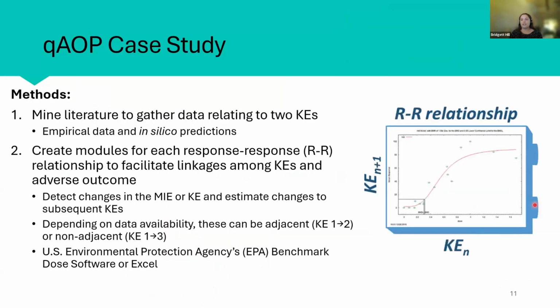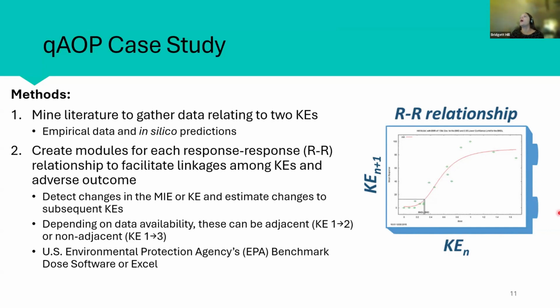There were two major steps to their methods. Their first step was to review the literature and gather data related to the key events and the molecular initiating event, and this included empirical data and in silico predictions, and then use that data to create response relationships to facilitate linkages between those key events and the adverse outcome.